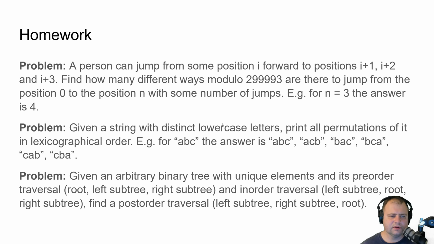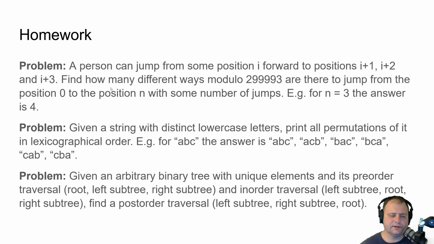So homework. Let's take a look at 3 problems. First one is a person can jump from some position i forward to position i+1, i+2, and i+3. Find how many different ways modulo some number there are to jump from the position 0 to the position n with some number of jumps. For example, for n equals 3, the answer is 4. We can do 3 small jumps. We can do a medium jump, small jump, or small jump, medium jump, and we can do a big jump.